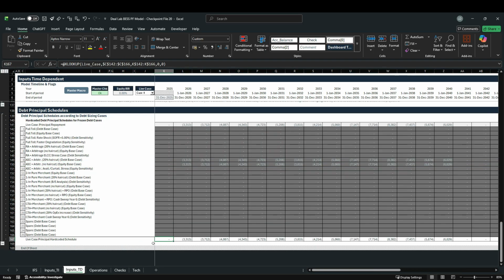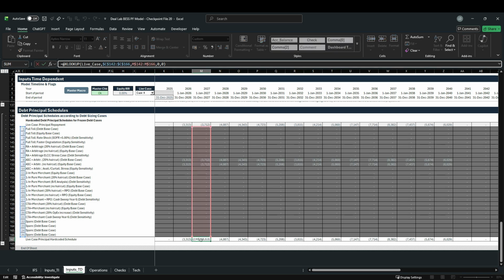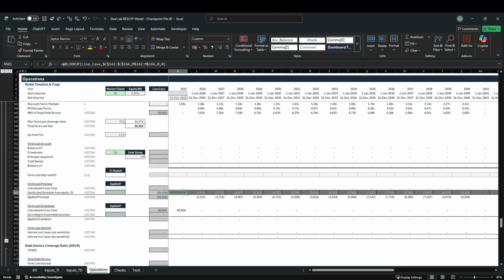And here, by the way, this is also using an XLOOKUP depending on our live case. So live case is case 9, and the XLOOKUP will look at the corresponding row value for case 9, which we will then feed into our operations sheet.